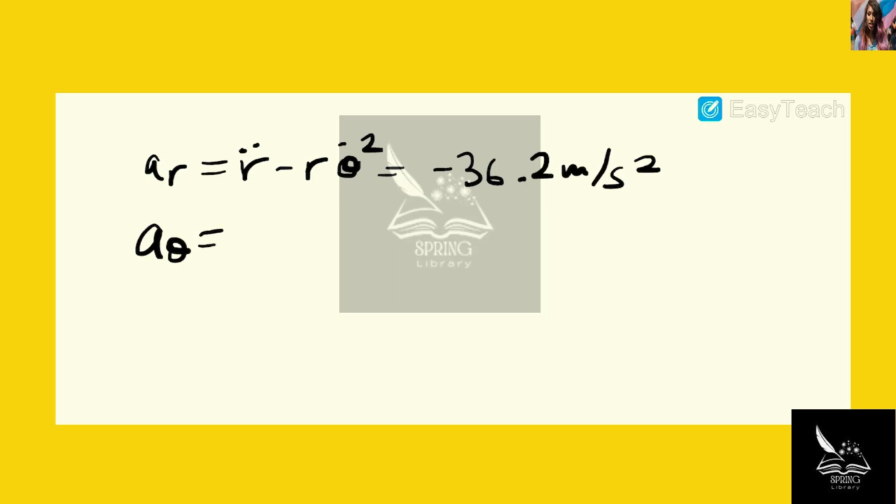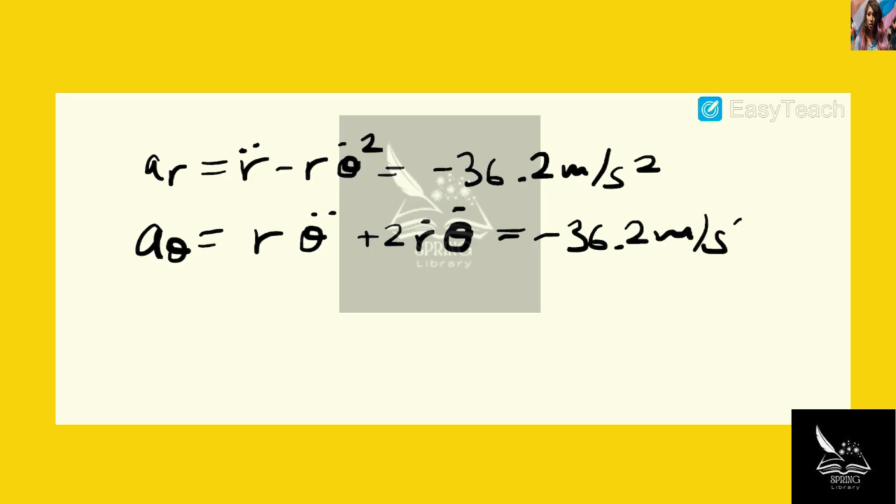And then we can calculate a theta, and that's equal to r theta double dot plus 2 r dot theta dot, which is equal to negative 36.2 meters per second squared as well. Next, we can draw a free body diagram of the collar.